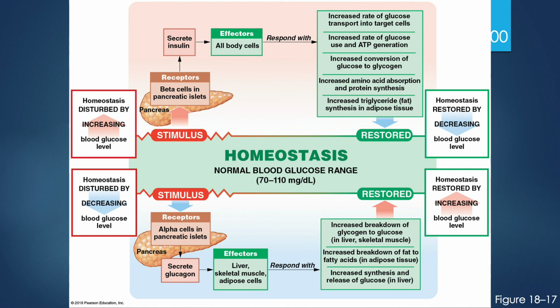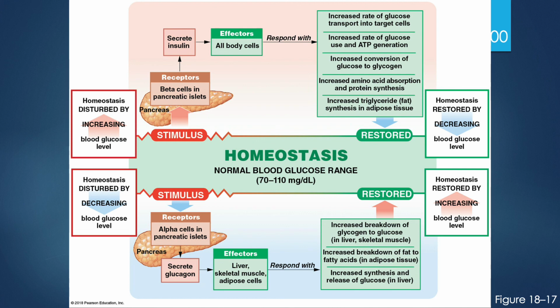Insulin then affects all body cells, and all of our body cells can respond in a number of ways. They can increase the rate of glucose that's transported into the cells and increase the rate of glucose use and ATP generation, using up glucose. Also, this can increase conversion of glucose to glycogen for storage and increase amino acid absorption and protein synthesis. And lastly, it can increase triglyceride or fat synthesis in adipose tissue, which is yet again another storage for excess glucose. So through this mechanism, we're able to restore homeostasis from elevated blood glucose.